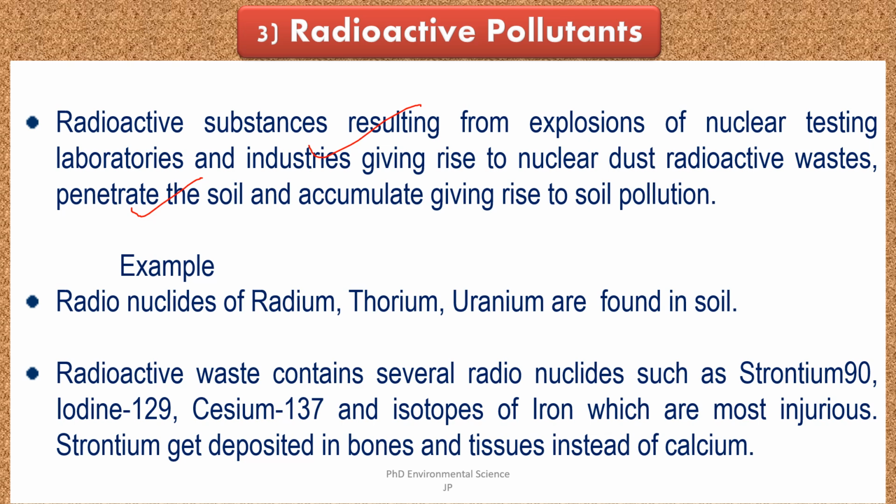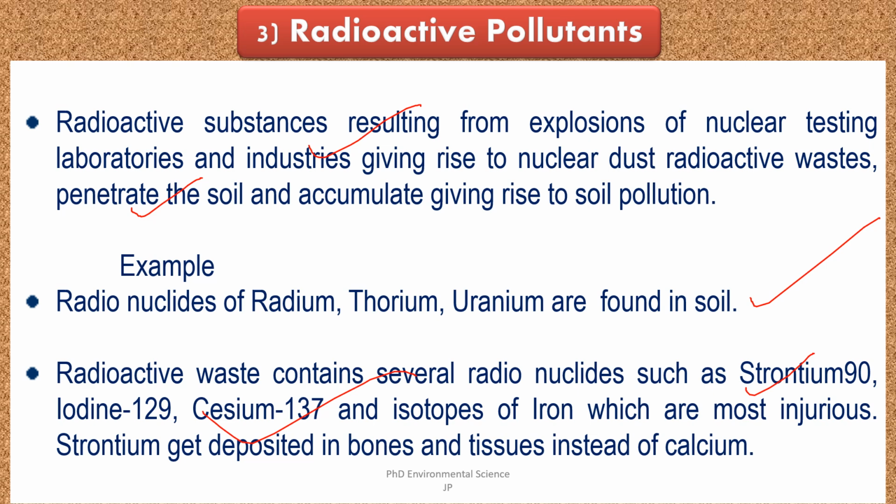Some radioactive elements occur naturally in soil due to geological processes. For example, radium, thorium, and uranium can emit radiation over long periods. Anthropogenic sources of radioactive nuclides: human activities contribute additional radioactive substances to soil, such as strontium-90, iodine-129, cesium-137, and isotopes of elements like iron. These substances are often produced as byproducts of nuclear reactions, industrial processes, and accidents involving radioactive materials.